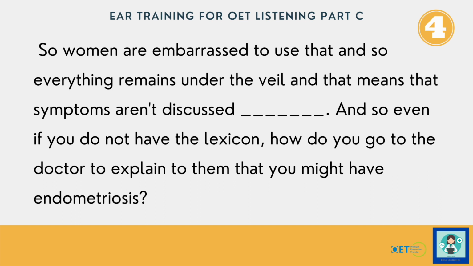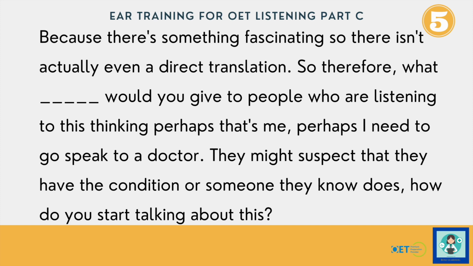And so everything remains under the veil. And that means that symptoms aren't discussed openly. And so even if you do not have the lexicon, how do you go to the doctor to explain to them that you might have endometriosis? Gosh, that's absolutely fascinating. So there isn't actually even a direct translation. So therefore, what advice would you give to people who are listening to this, thinking perhaps that's me, perhaps I need to go speak to a doctor? They might suspect that they have the condition or someone they know does. How do you start talking about this?